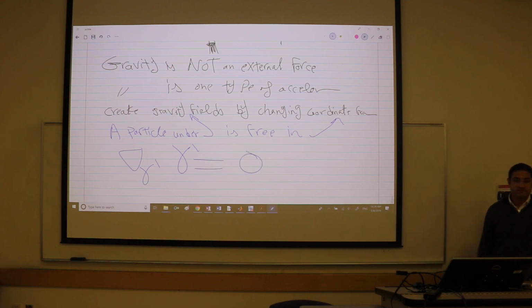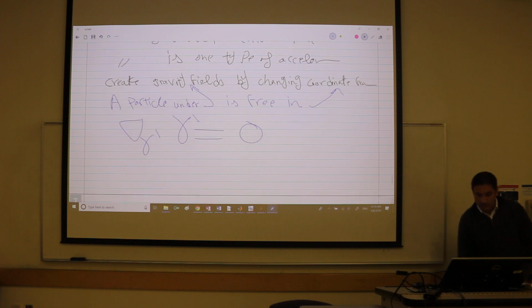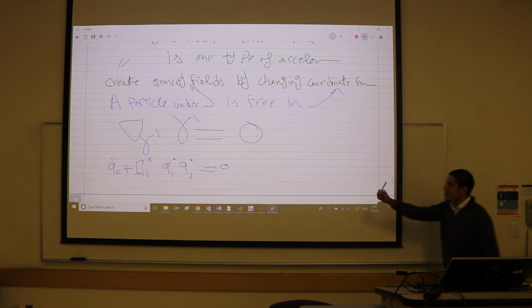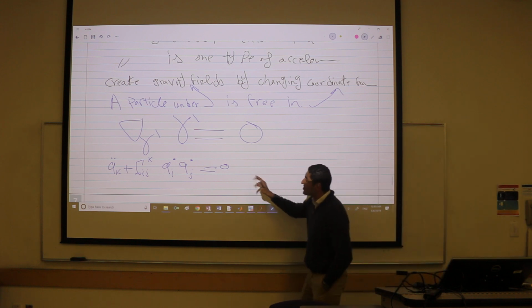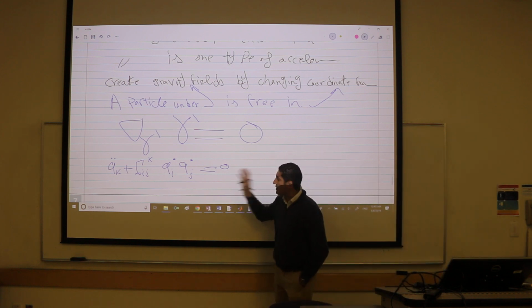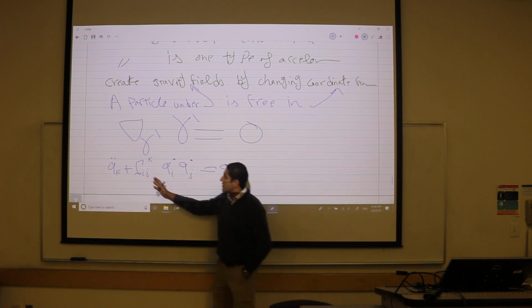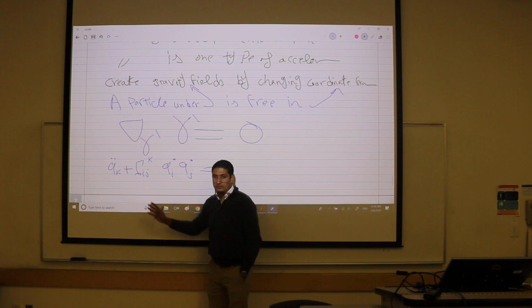Here is the way. So this is q_k double dot plus gamma^k_ij q_i dot q_j dot equals zero. Where do i, j, k run from and to? If they run from 1 to 3, these are q of the space only, then these gammas will be zero, okay?